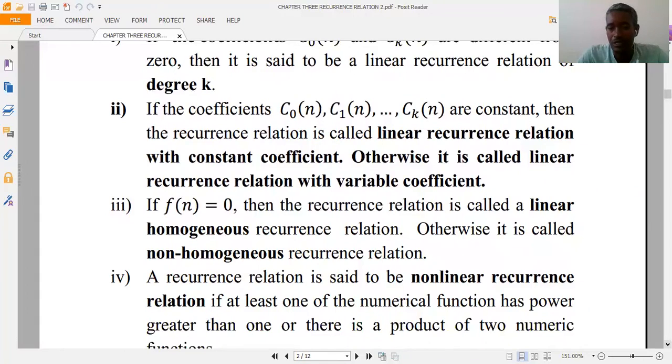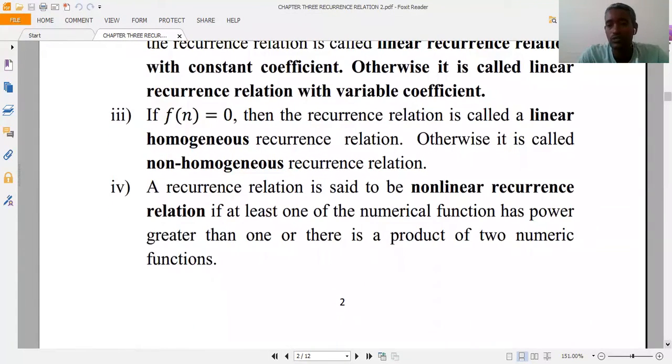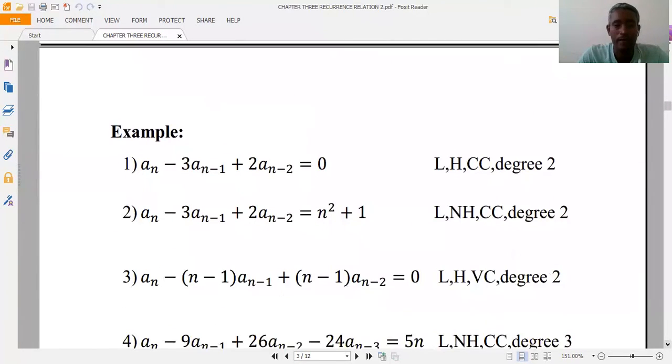If the function f(n) is 0, then the recurrence relation is said to be a linear homogeneous recurrence relation. Otherwise, which means that if f(n) is different from 0, then the recurrence relation is said to be non-homogeneous. And the other definition: a recurrence relation is said to be nonlinear if there is a product of two numeric functions, or at least one term has a power greater than 1. Let's see an example for these definitions.